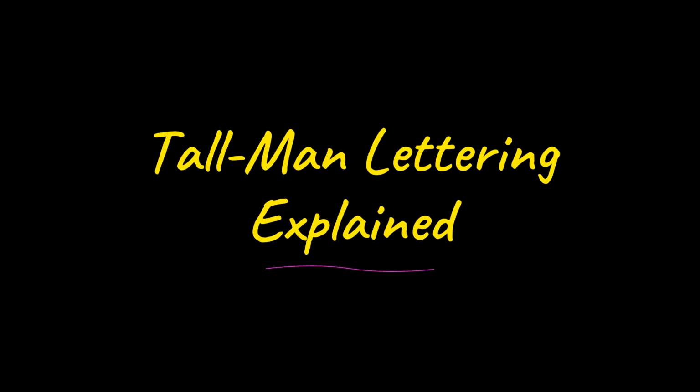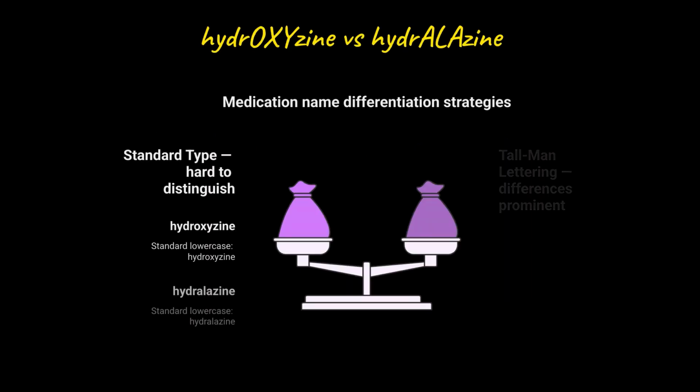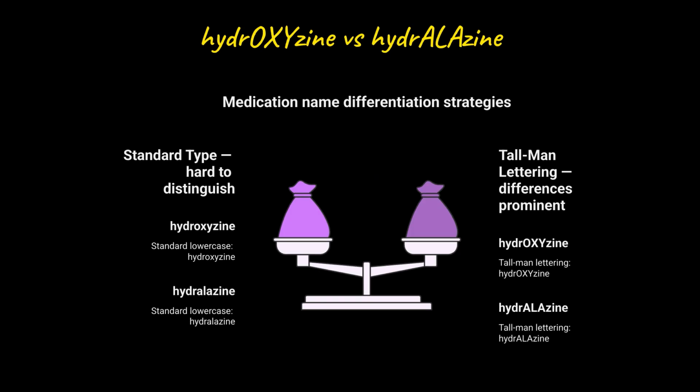Tall man lettering is a typographic strategy that reduces medication errors by visually highlighting the differences between look-alike drug names. The principle is simple. Make the differing letters stand out so the clinician's eye is drawn to them at the moment of selection. In standard type, hydroxyzine and hydralazine look nearly identical, especially in a long pick list under time pressure. Tall man lettering renders them as hydrOXYzine and hydrALAZINE, forcing the eye toward the letters that actually differ.